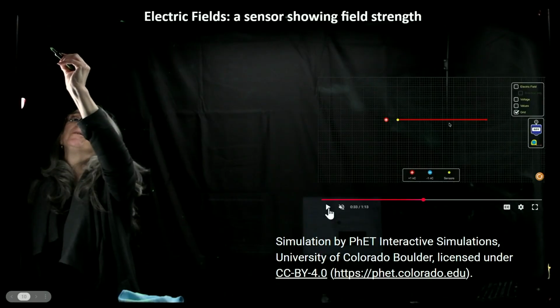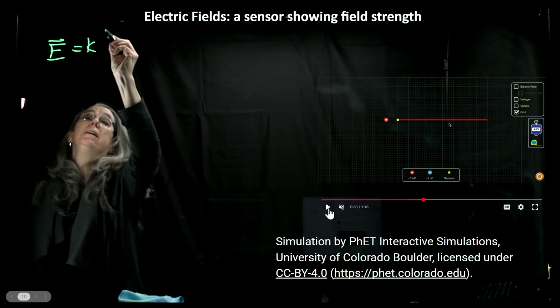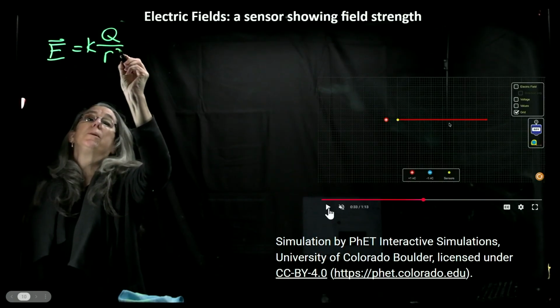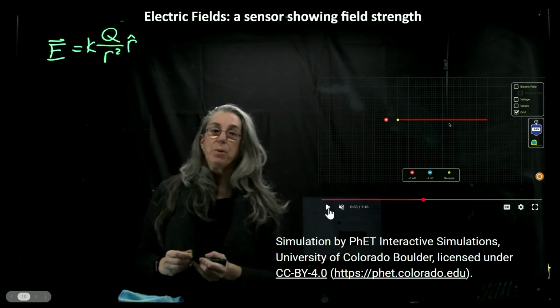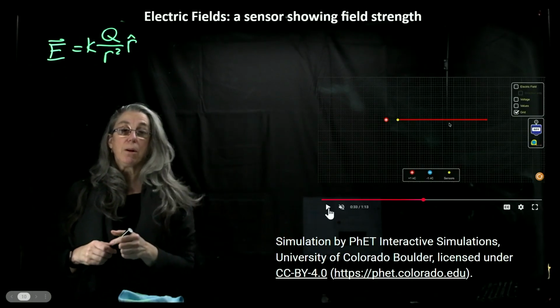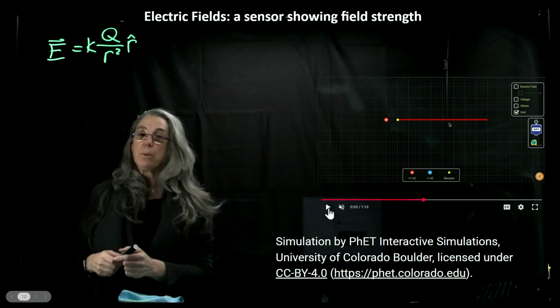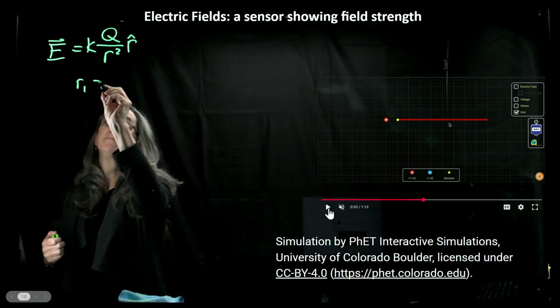For a point charge, we have that the electric field is equal to KQ over R squared R hat. That's the exact same equation I had written. I'm just rewriting it so it's up at the top. So if we choose a particular R, in this case it's only 1 square, but rather than say 1 square, I'll just call it R1.